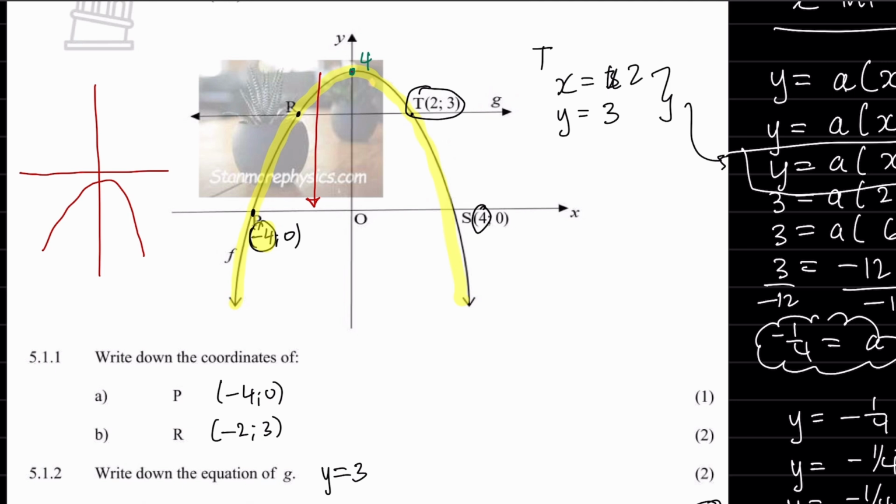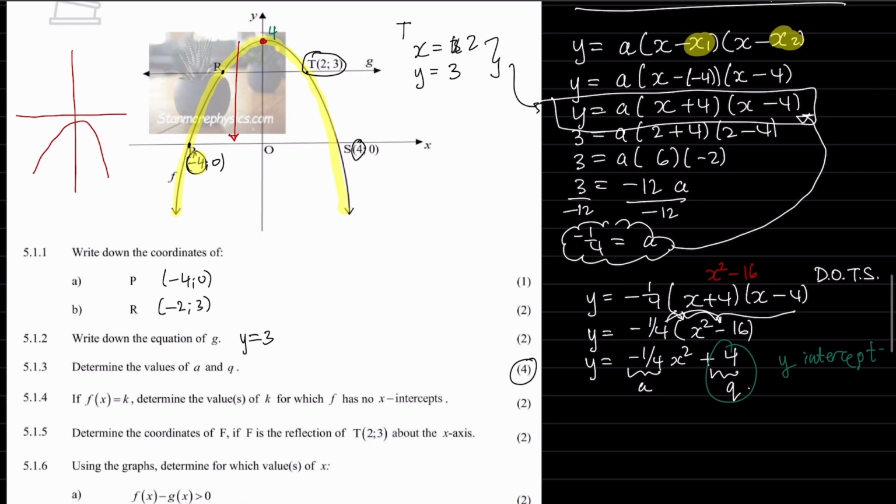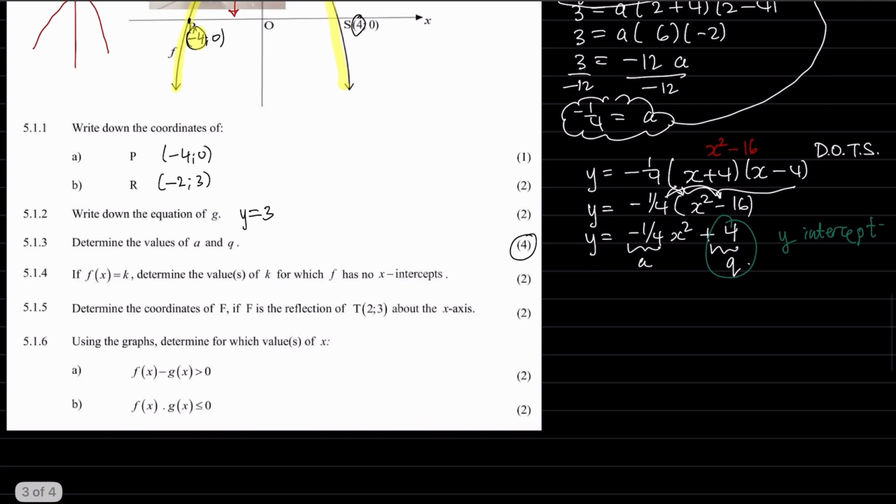But how many units do we need to shift it down? Well, we look at our turning point for that. Our turning point represents the maximum value that the graph has at the top. So if we move it down more than that, then the graph will no longer have any x-intercepts. So we need to move it down more than 4 units. So 5.1.4, k must be greater than 4.